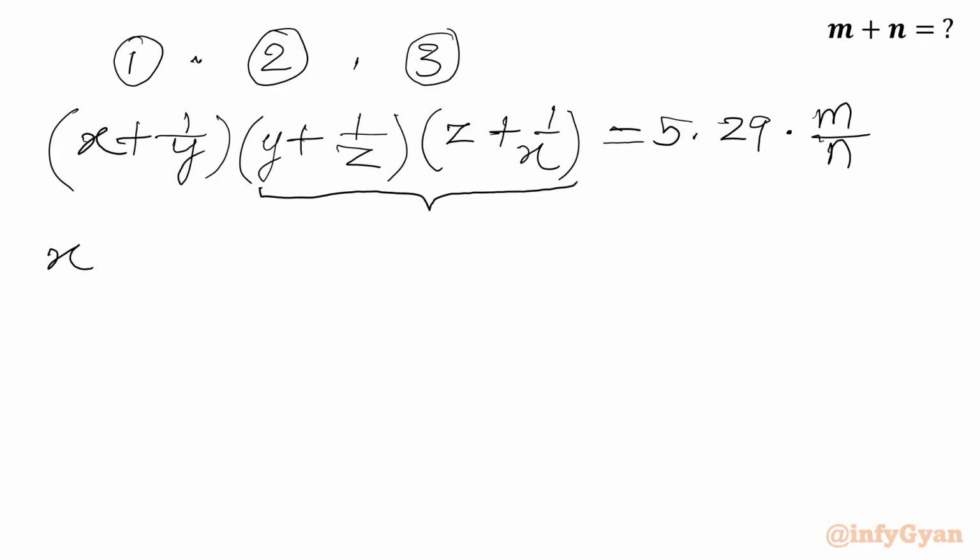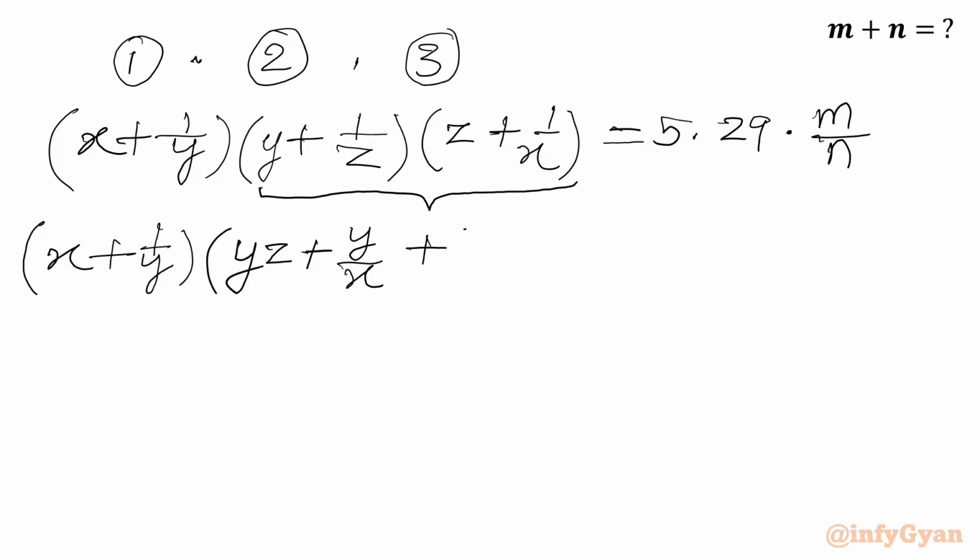So we will write x plus 1 over y as it is. Then we will multiply these two. y times z, we can write yz. y times 1 over x, we can write y over x. 1 over z times z, we will write here plus 1. And 1 over z times 1 over x will give us 1 over zx or xz. 5 times 29 is 145. So we will write 145 m over n.